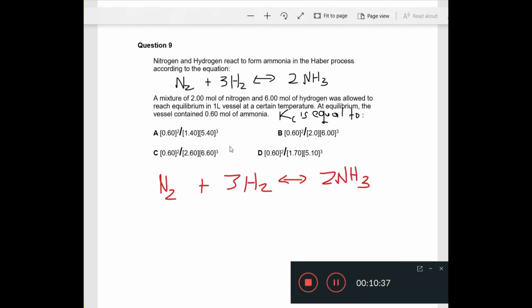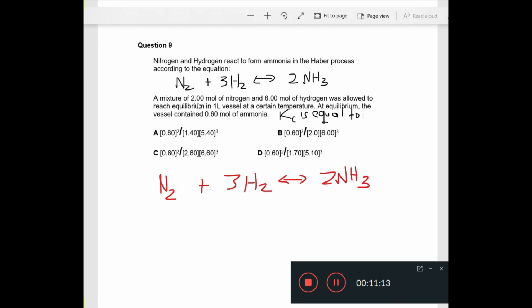Okay, let's look at question 9. Now, question 9 has to do with the Haber process, the reaction of nitrogen with hydrogen to produce ammonia. So in this reaction, they're asking you for the value of Kc, and they're giving you information as to the amount of nitrogen and hydrogen in a mixture at the start, and how much ammonia is produced at the end of the reaction or at equilibrium. So let's just read it carefully.